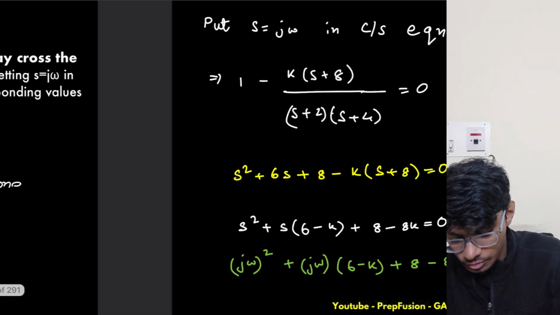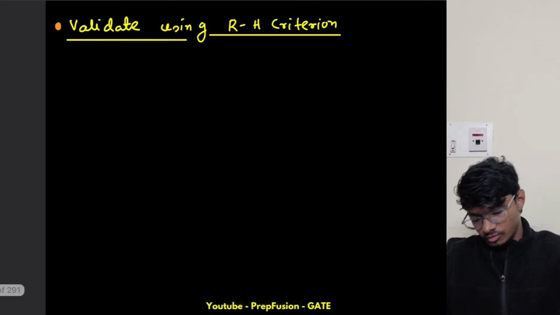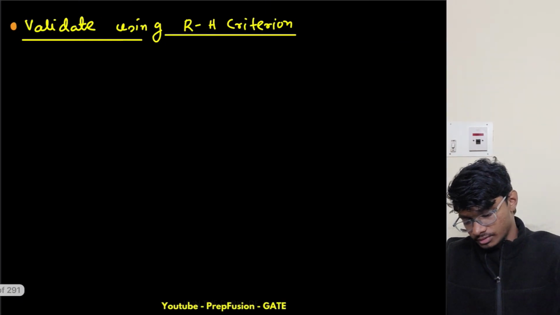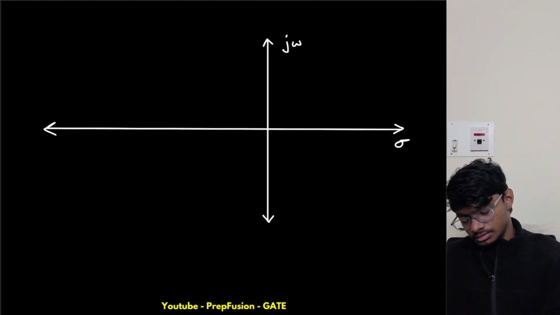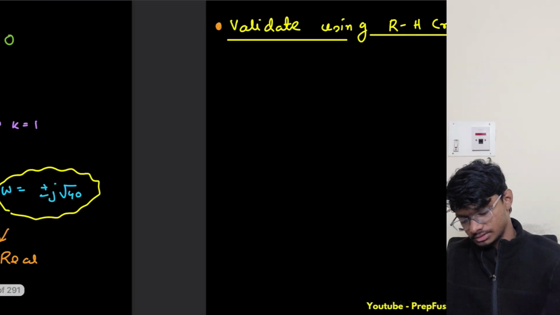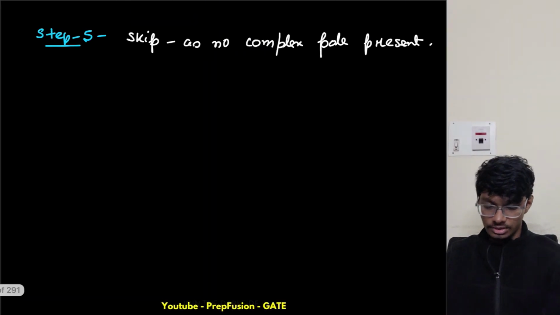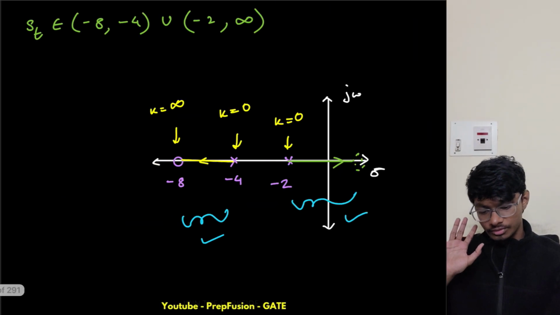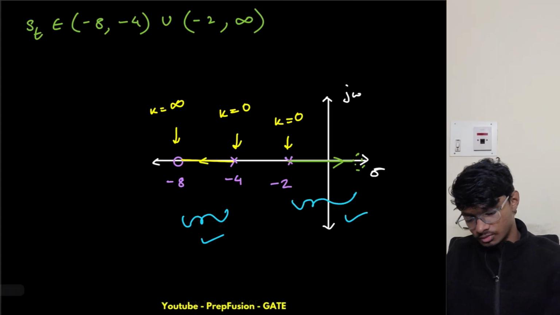So what I will do is just copy the previous one and completely draw up my root locus here, and I will show you the difference between the actual root locus and the complementary root locus, right?